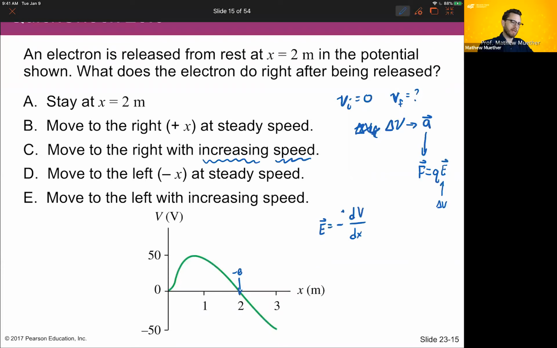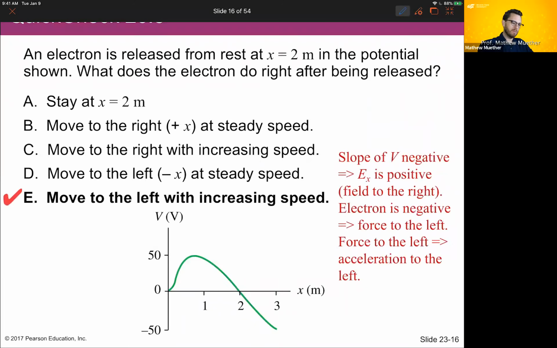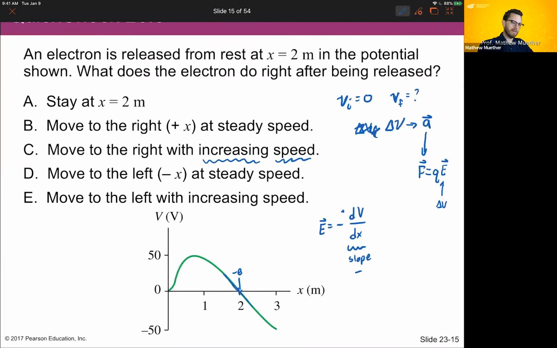So what does this say? I can see from the plot that the slope, this again is the slope, is negative in this example at position 2 meters. That means that the electric field has got to be positive. The electric field is got to be greater than 0. I have a negative slope with a negative sign in front of it, which means I'm going to have a positive value for the electric field.